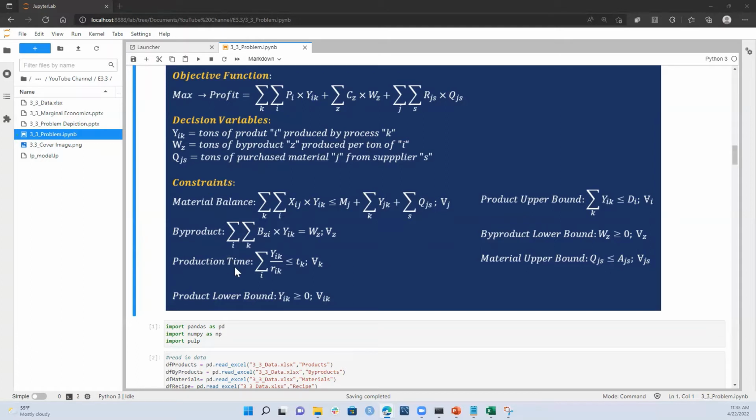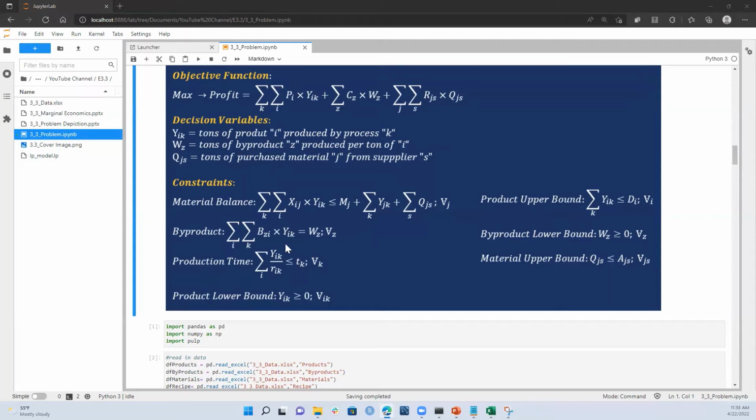For production time, we want to sum up all of the different amounts of product I made on each machine K, divided by the rate of making, or how fast we can make material I on machine K. So the tons of I made on K divided by the rate of I on K gives us time in hours. And that has to be less than or equal to the actual available time of machine K that we've set in the problem definition.